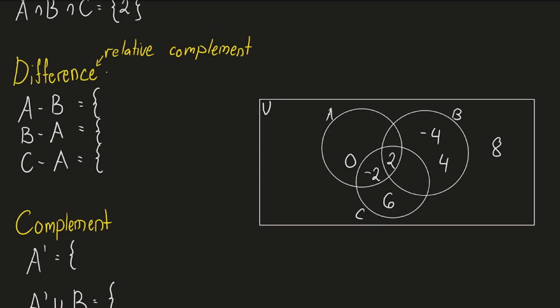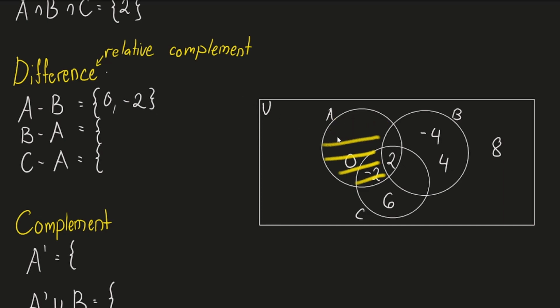So look at A and then look at B. You're going to get all of A, but not in B. So what you're going to shade is just exclusively A. We don't want the one overlapping in B. So the elements here we have is 0, -2.